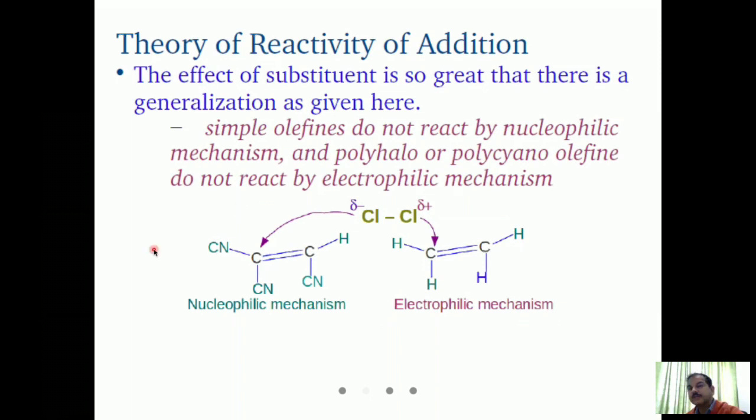The effect of the substituent is so great that there is a generalization as given here. Simple olefins do not react by a nucleophilic mechanism, and polyhalo or polycyano olefins do not react by an electrophilic mechanism. You should remember this, it is very important. What is the difference? In the nucleophilic mechanism, the nucleophile will attack first; in the electrophilic mechanism, the electrophile will attack first.